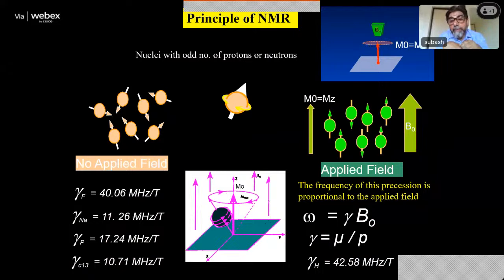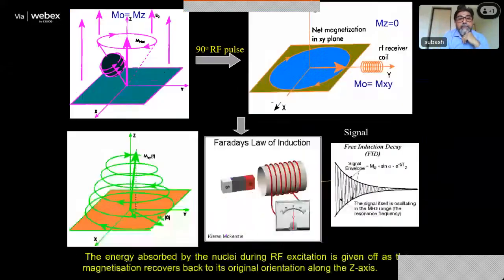When you put this sample in a magnetic field, this M naught vector precesses around the axis of the magnetic field with the Larmor equation. And if you look at the other nuclei, fluorine, sodium, P31 and carbon 13, they all have different resonance frequencies at the same field strength, at 1 Tesla. So the beauty of MR is that if you pulse at different frequencies, you can excite different nuclei from different elements. This makes NMR all the more powerful, and you can do multi-nuclear measurements using MR and NMR.